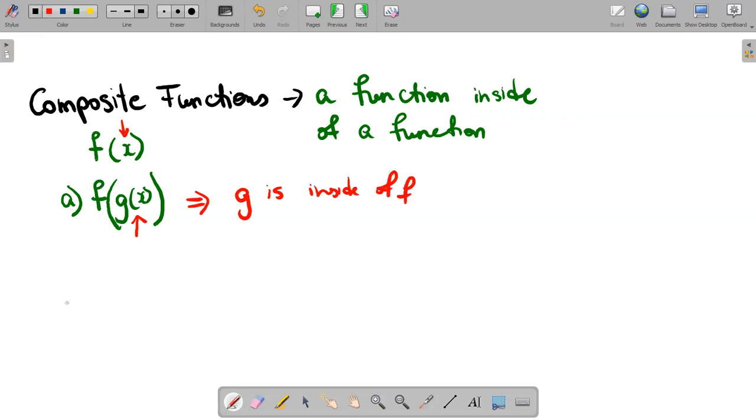If I give you another example, let's say B. Suppose I give you g of f of x. In this one, guys, who is inside of who? Is g inside of f, or f inside of g?